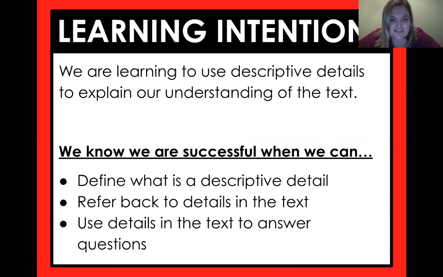The learning intention today is we are learning to use descriptive detail to explain our understanding of the text. Now, first off, you might be asking, what is descriptive detail? So that is the first thing that will make you successful today. Define what is descriptive detail. Then you're going to refer back to details in the text and use details in the text to answer questions. So again, that fourth grade skill of going back and looking for details to support your answers.